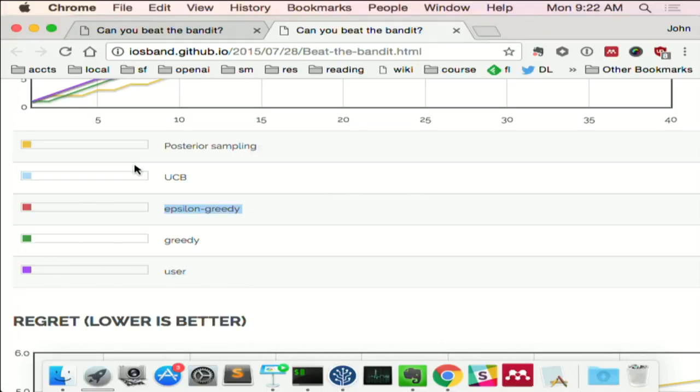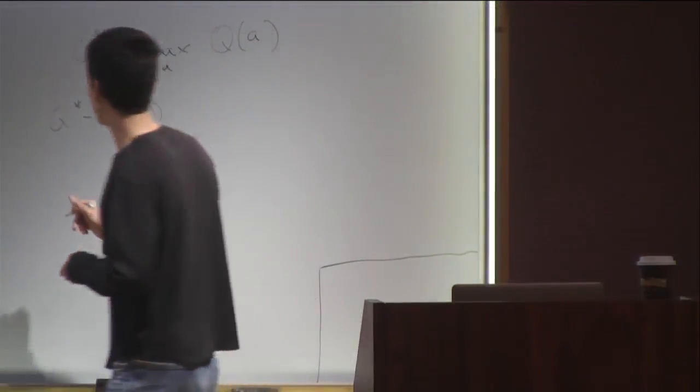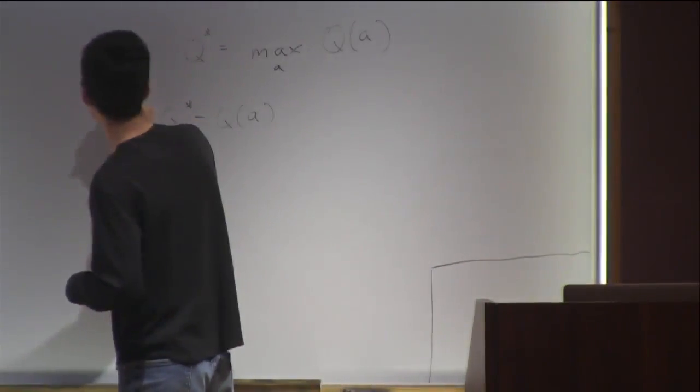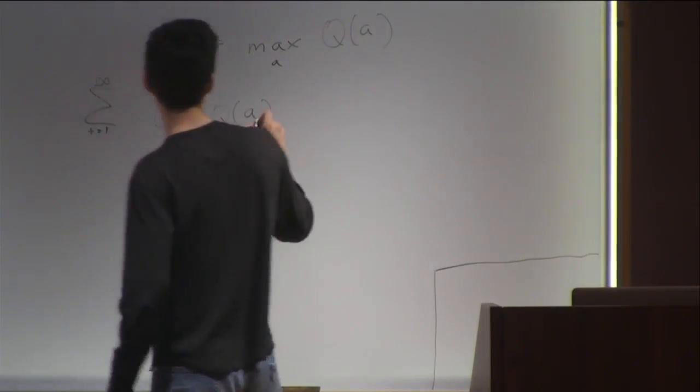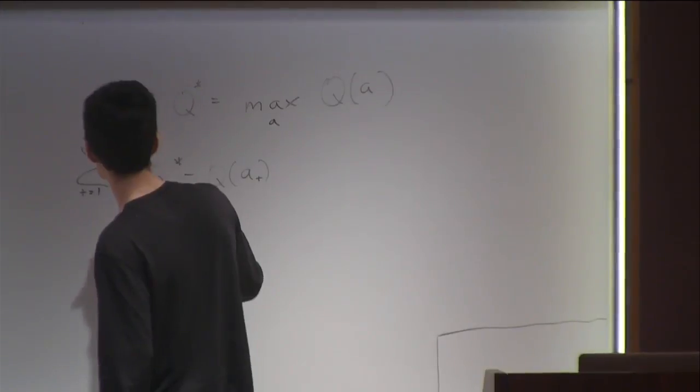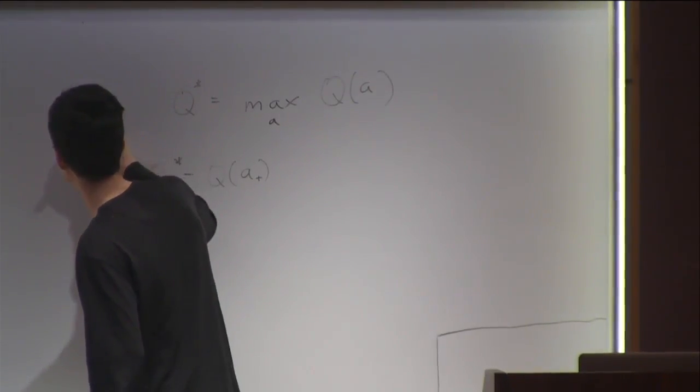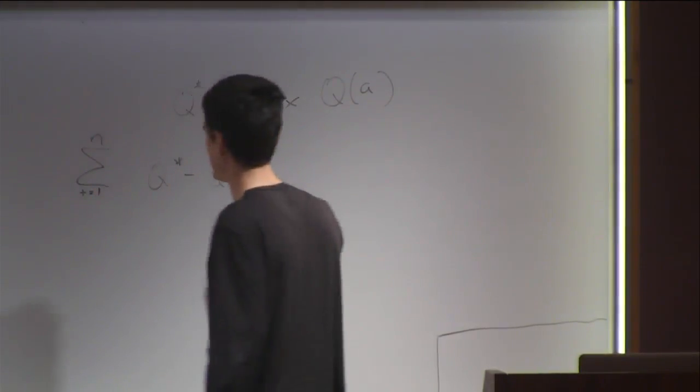And then the suboptimality of your action is Q star minus Q of A. Say you're trying to maximize the reward. So this is the suboptimality at time t. So your total suboptimality is just your sum from t equals 1 to n of this.